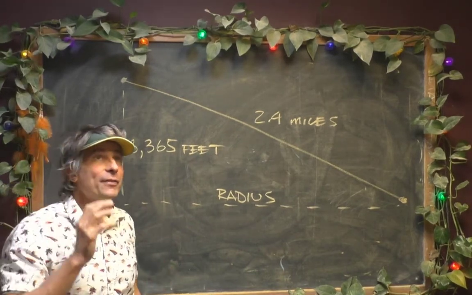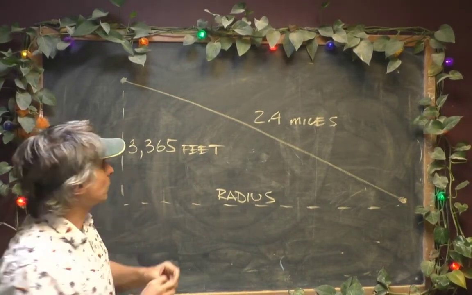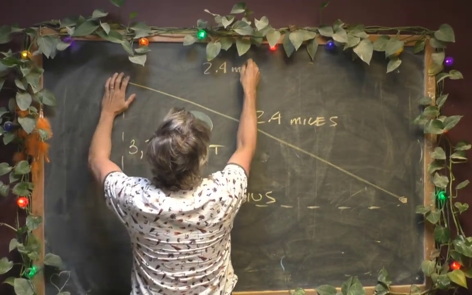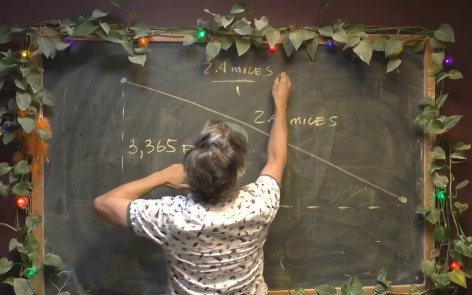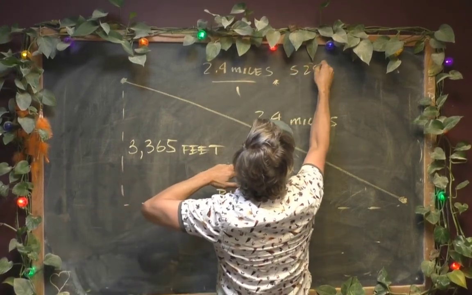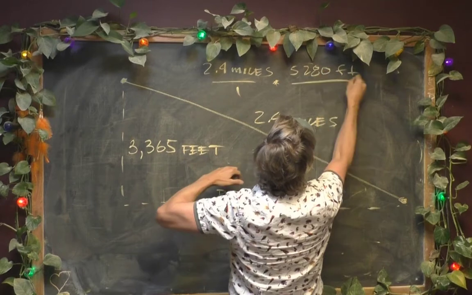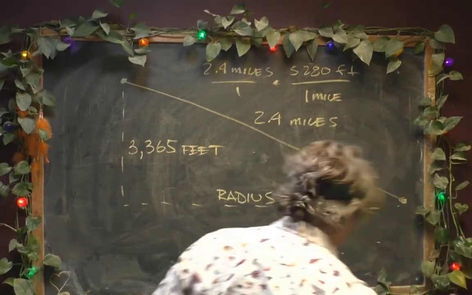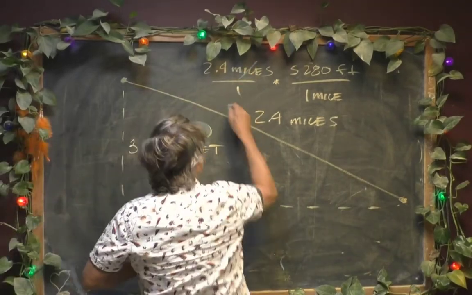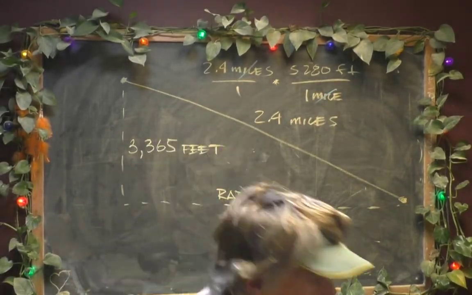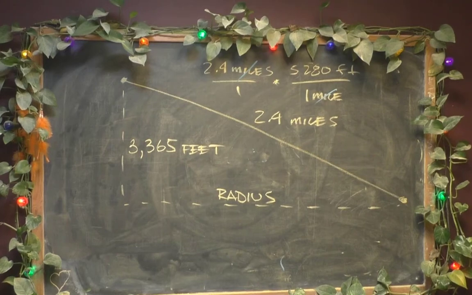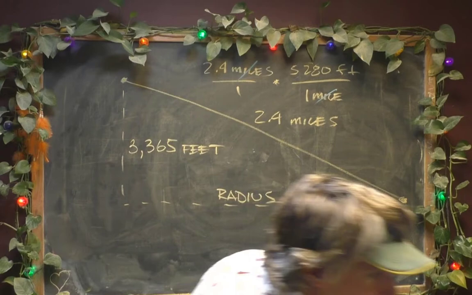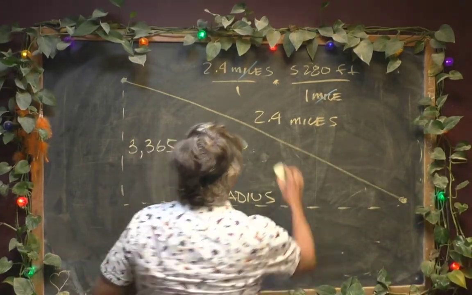Now I know there are 5,280 feet in 1 mile. So to get 2.4 miles into feet, I do 2.4 miles times 5,280 feet per 1 mile. And I can cross off, where's my cancellation chalk? Here it is. Cross off the miles, and I can't do that in my head, so I'm going to let the math, I did it here. 12,672 feet.